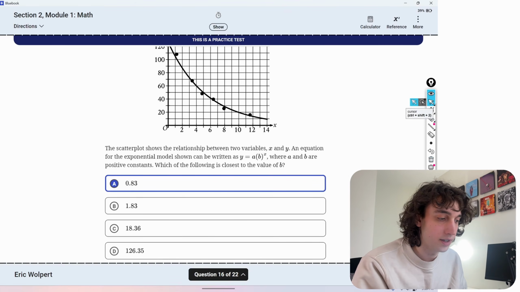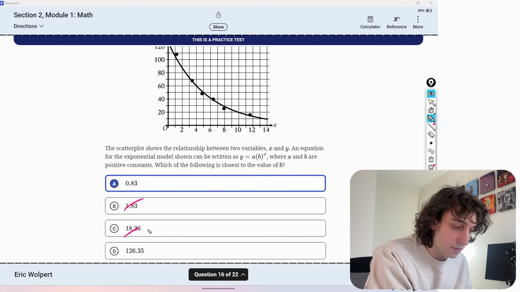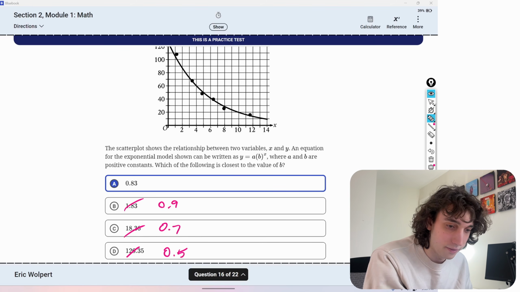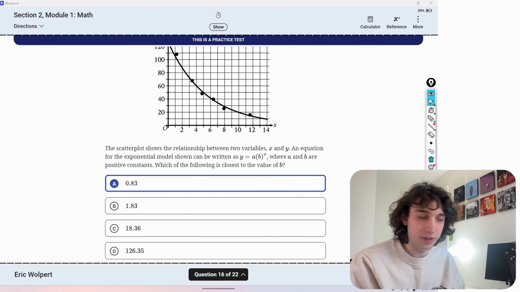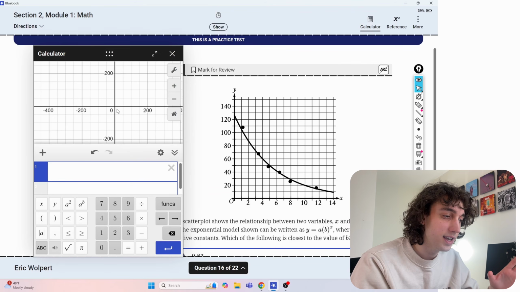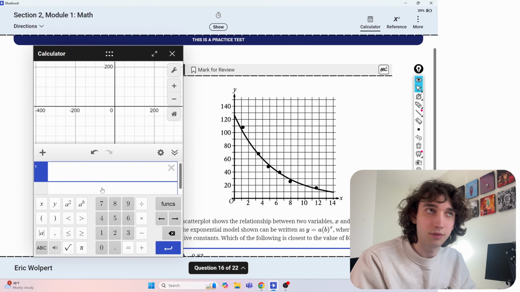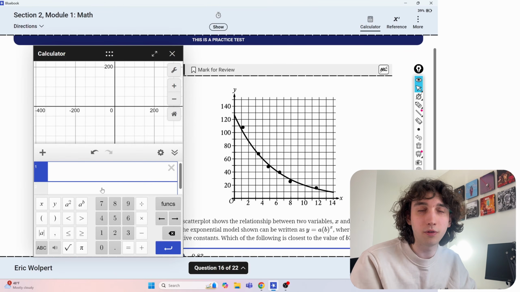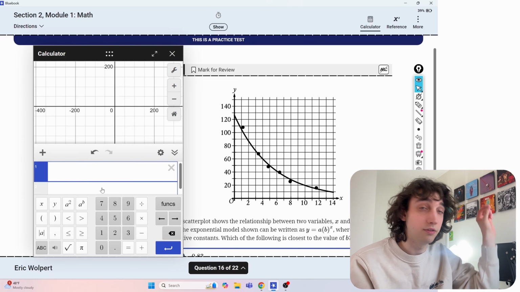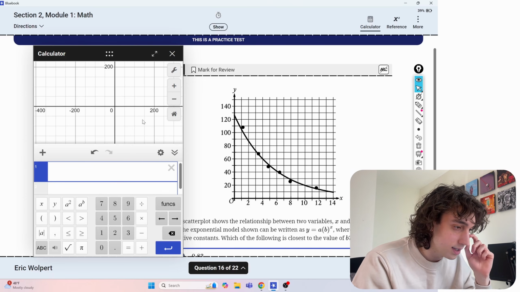Let's imagine a scenario where the other answer choices were also fractions, like 0.9, 0.7, 0.5. How would you be able to solve this? Well, what we can do is run a regression. A regression basically just means we're fitting a curve or a line to a bunch of points. So we'll see what this looks like in a second.